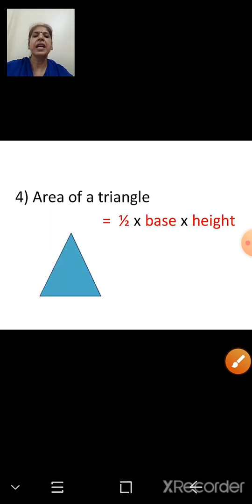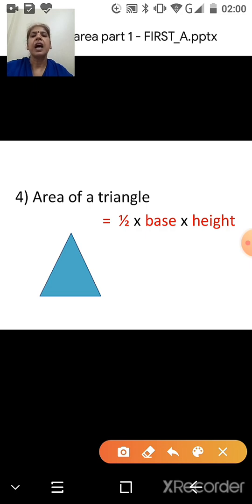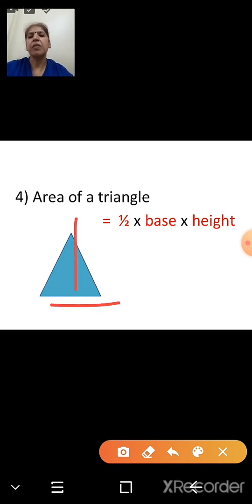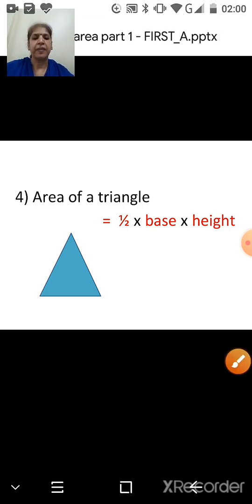Now this is area of a triangle. Area of triangle is half into base into height. So similarly, area of right angle triangle is also half into sides forming right angle. They are nothing but base and height.